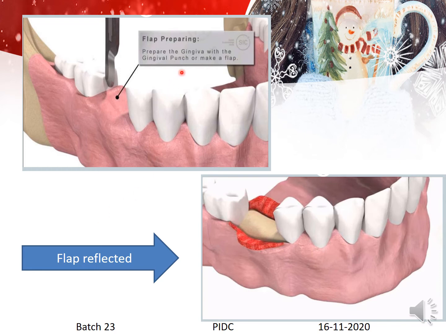So, at the very start, once you have planned for a surgical procedure, start with the flap preparation. You can prepare the gingiva with the help of a gingival punch or make a flap. Generally I prefer making a flap so that I can open the area very well and reflect the flap very well, and I can see how my bone is, and then go on with my procedure.